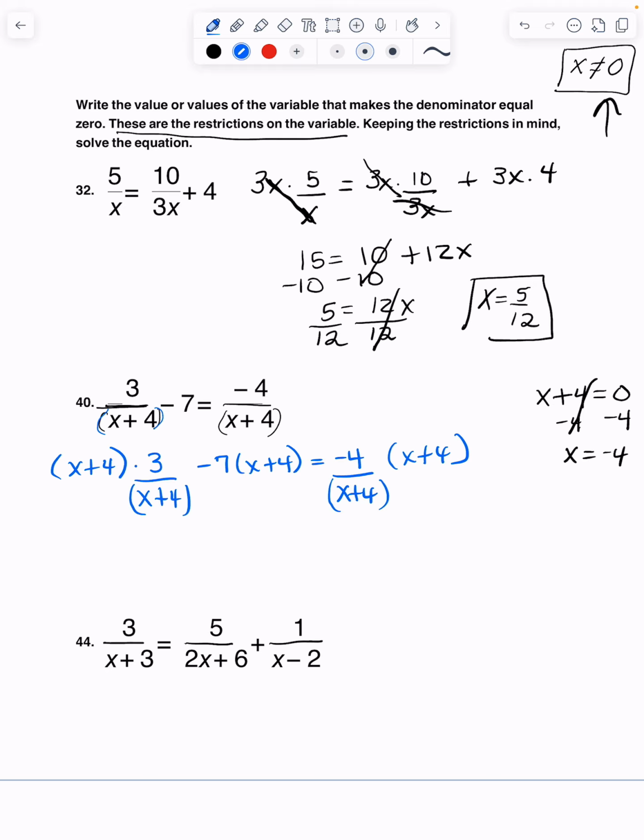So this x plus 4 is going to cancel out with that expression. I get 3. I'm going to distribute the negative 7. The x plus 4's cancel out. I'm left with negative 4. Adding positive 3 and negative 28, I get negative 25.